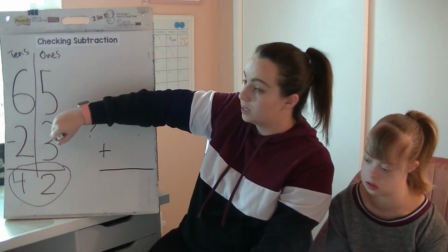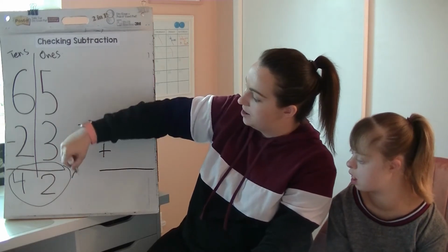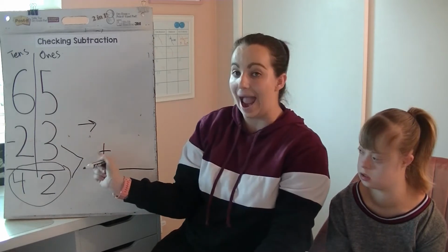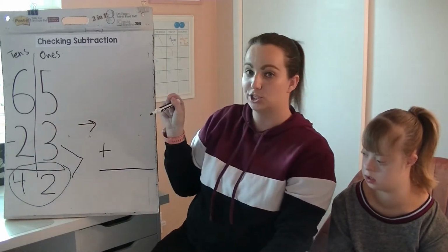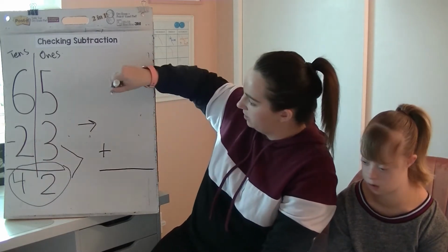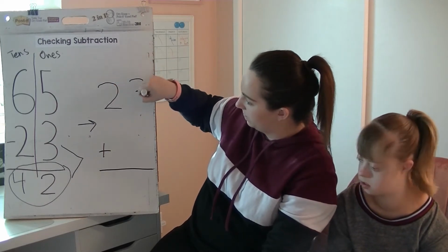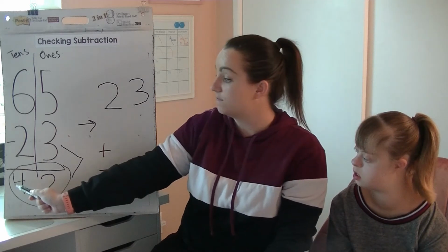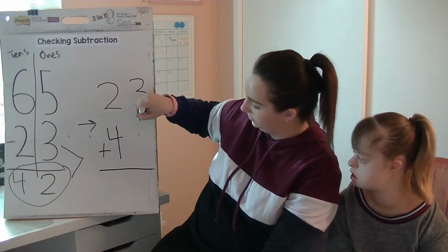You take this bottom number, the number you subtracted, and the answer, and you're going to add them together. Not subtract, you're now going to add them together, okay? So let's rewrite this as an addition problem. I'm going to move the number I subtracted, 23, over to here. I now have 23 plus, what was the subtraction problem answer I got? 42. I write it over here.